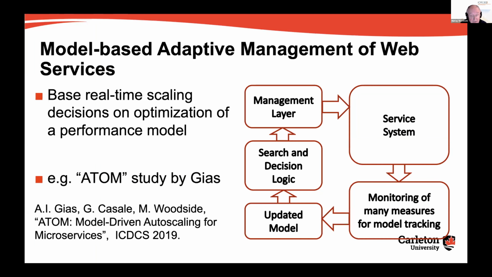So the problem with model-based decision-making is you have to do a search and you may have to solve the model many times. So fast model solution and robust model solution, very important. And there have been problems in this area.